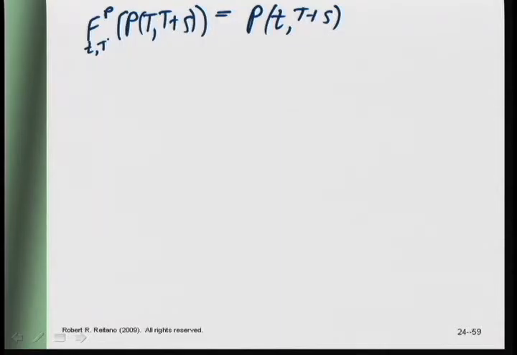So the prepaid forward says this is how much it costs you to buy a security which at time capital T will become the zero coupon bond we desire. Well, obviously, if at time little t we buy the zero coupon bond that matures at time capital T plus S, at time capital T it'll be the bond we desire. So that's correct.